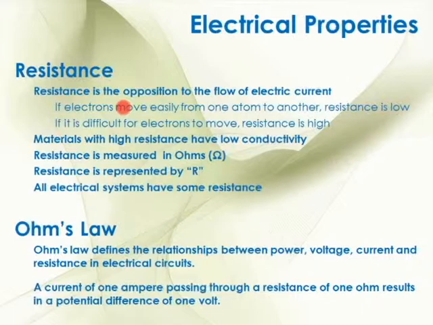It's just resistance against the movement, or in this case it's resistance against the flow of electric current, which is those little electrons moving. So materials with high resistance have low conductivity, and materials with low resistance will have high conductivity. And resistance is measured in ohms, which is given with this omega symbol here.